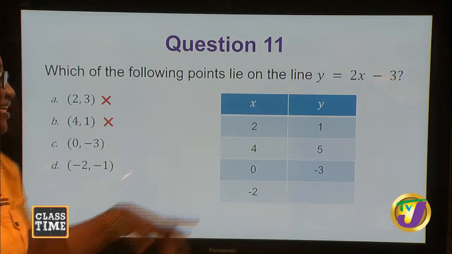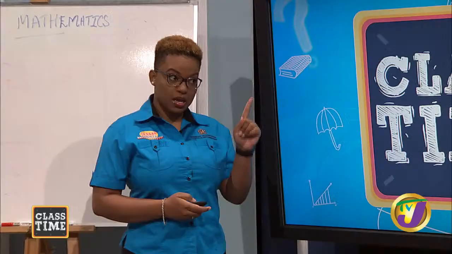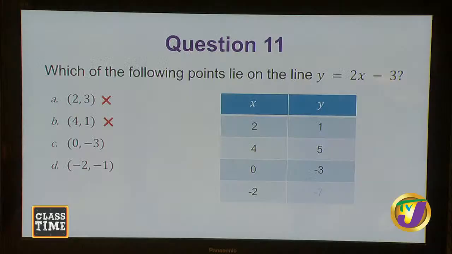So 2 multiplied by negative 2 is actually negative 4. Subtract 3 is actually negative 7. Hmm. And somebody might say negative 4 subtract 3 is going to give them negative 1, and that's why that option is there. Again, be very careful. Precision is very important. So our answer is indeed C.